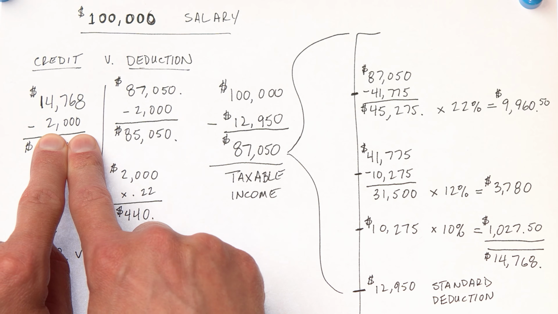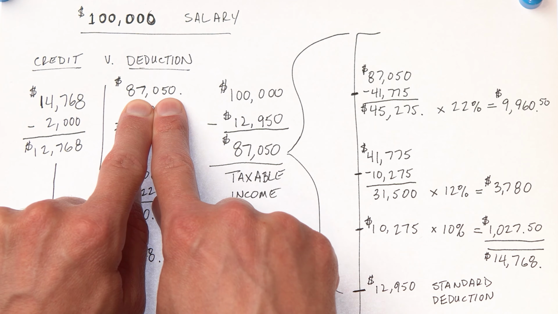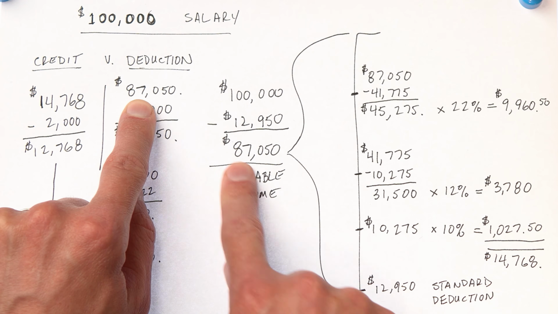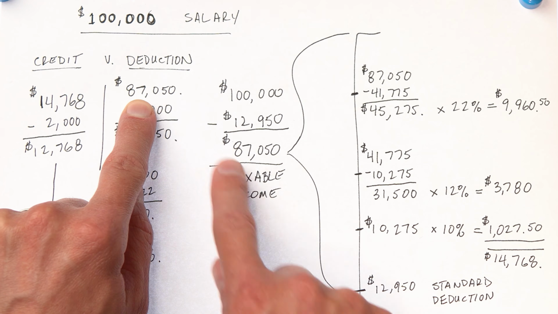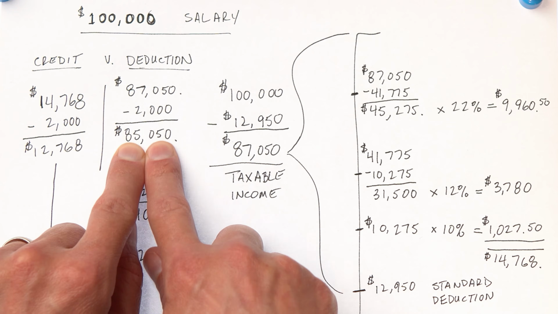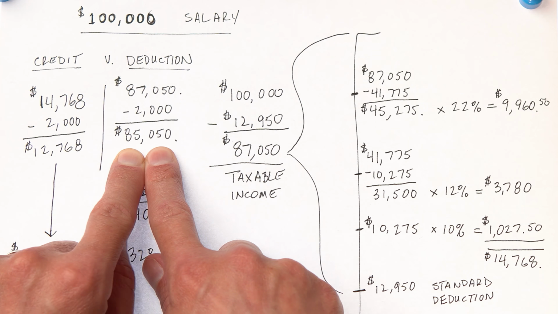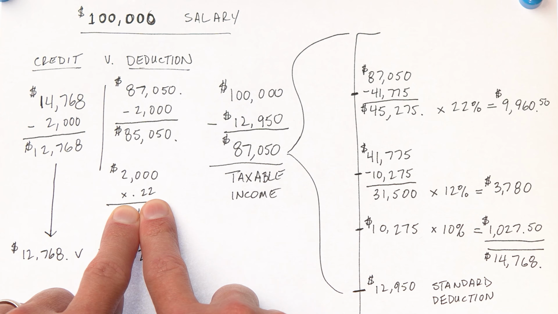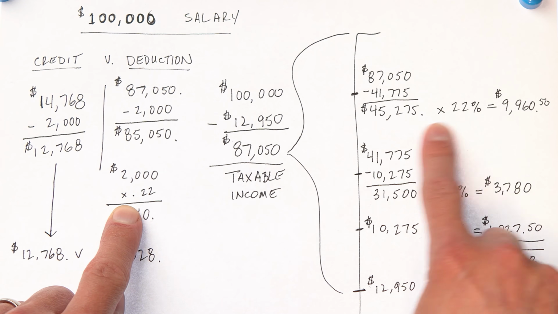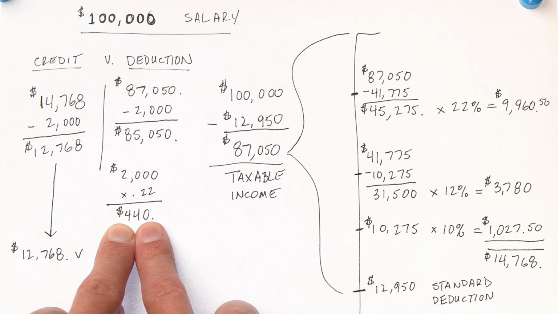But if we use the same $2,000 for a deduction, your deduction reduces your taxable income. So that's the $87,050. That is our taxable income over here. If we have a $2,000 deduction, it will reduce our taxable income to $85,050, and we multiply our $2,000 by our 22% tax bracket, which was the highest tax bracket that we were in, and that is going to be $440.